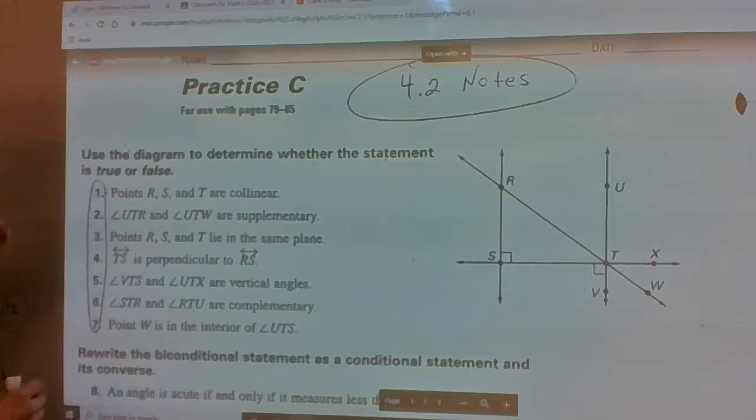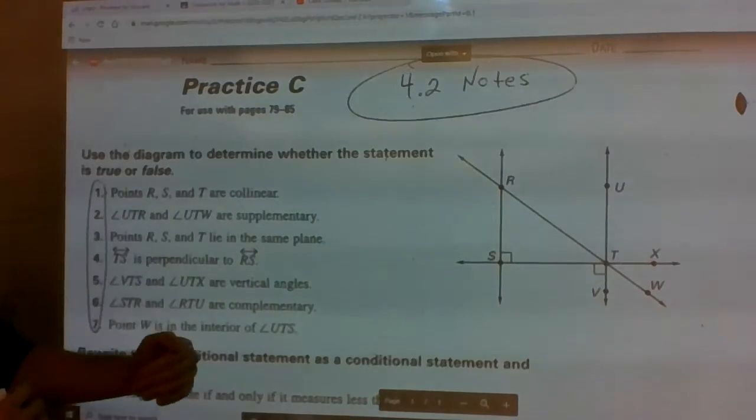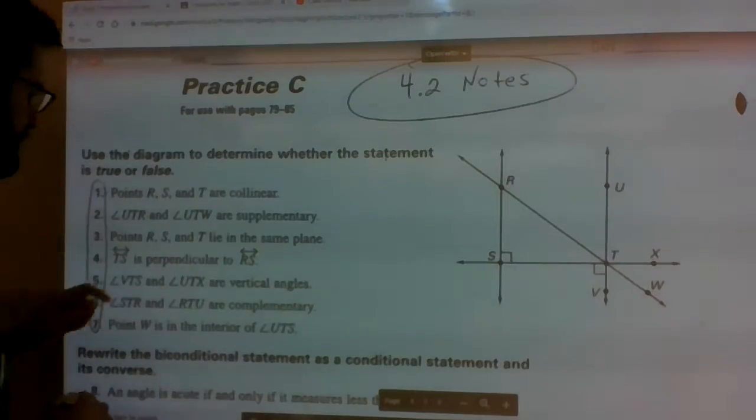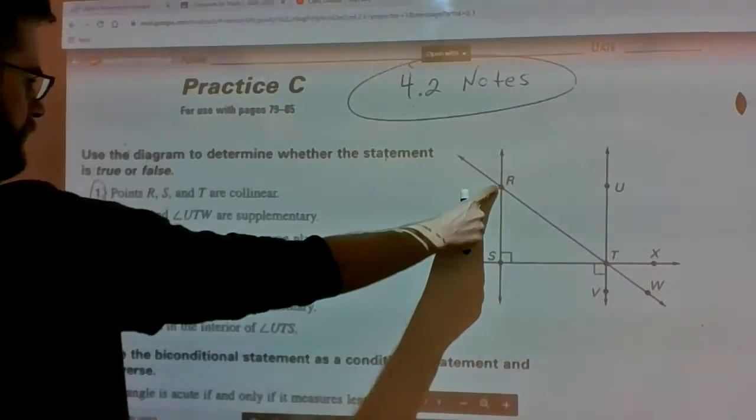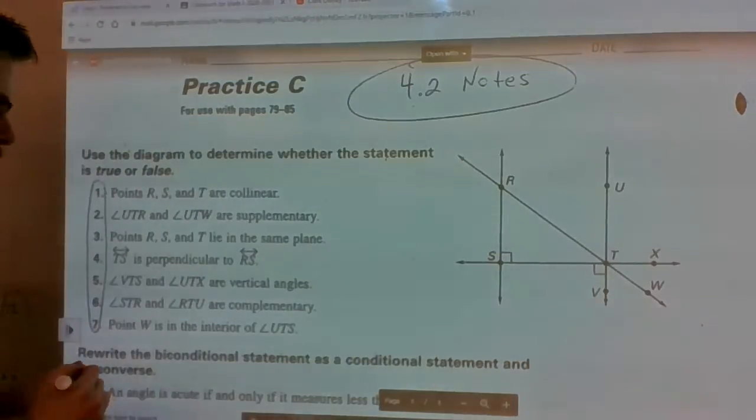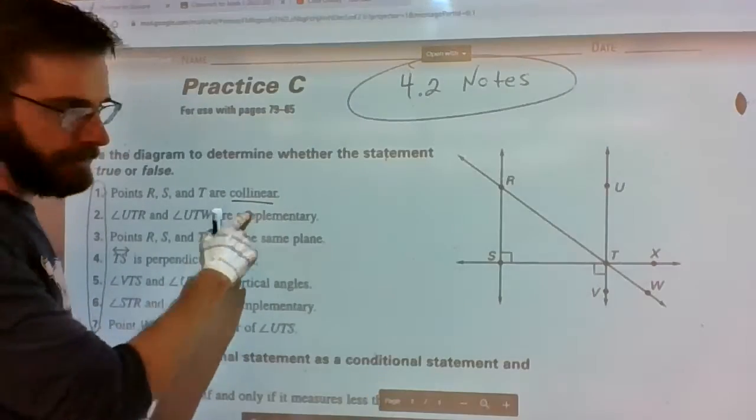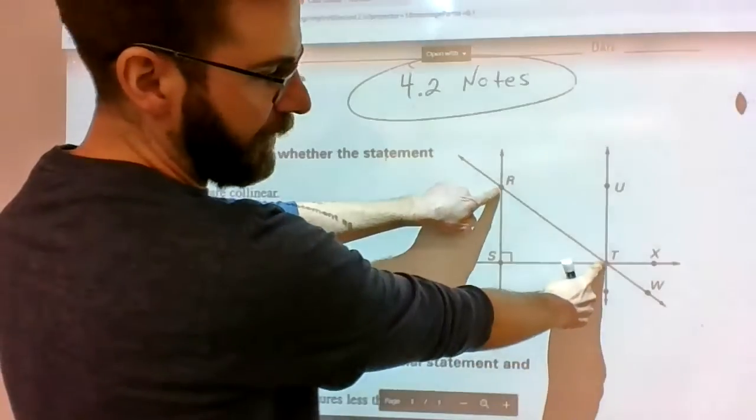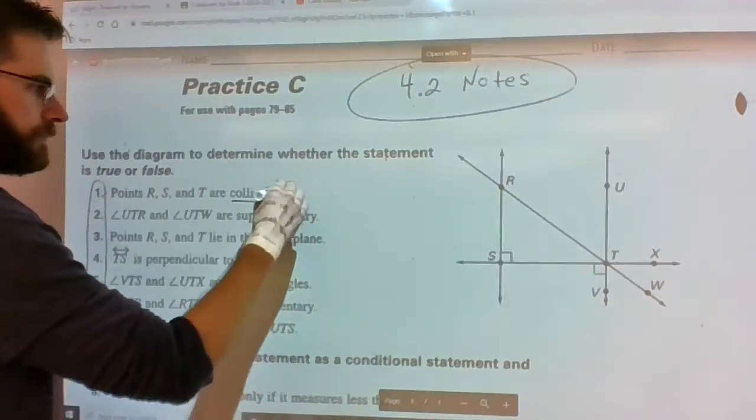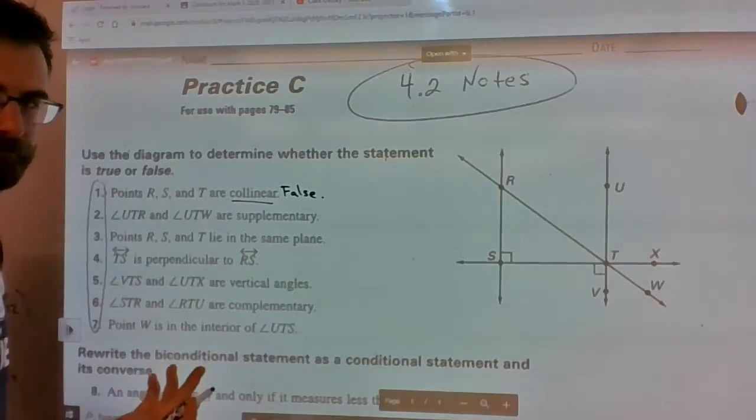So let's get started. Use the diagram over here to determine which statements are true and which statements are false. So it says points R, S, and T are collinear. Collinear means same line. R and T are on the same line. S is not on that line. False. Pretty easy, huh?